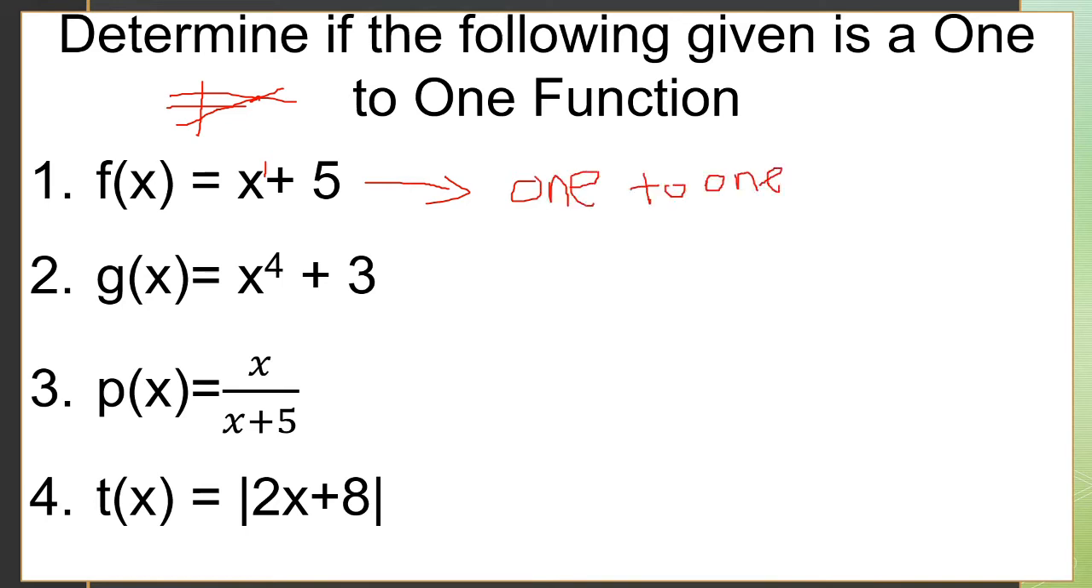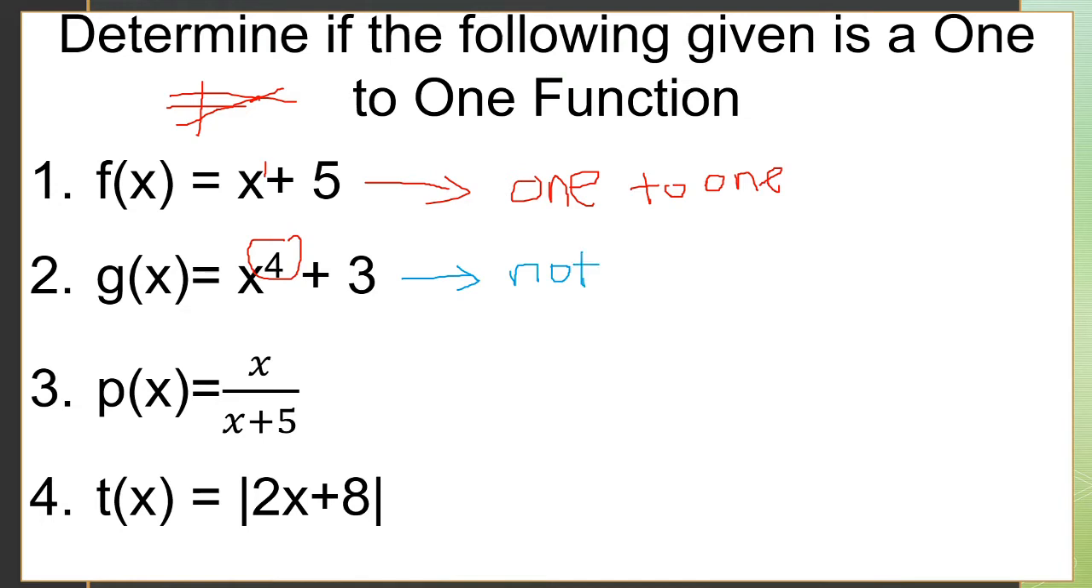Okay, number 1 is a 1-to-1 function. How about number 2? g of x is equal to x raised to 4 plus 3. Napapansin nyo dito, yung 4 natin dyan is not an odd number. So, that is an even number. Therefore, this is not a 1-to-1 function. Not 1-to-1.